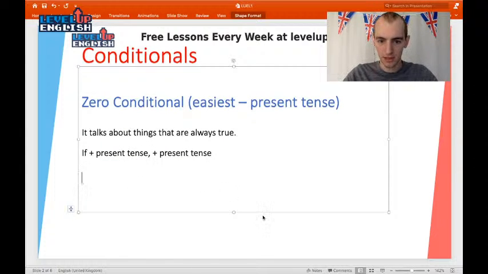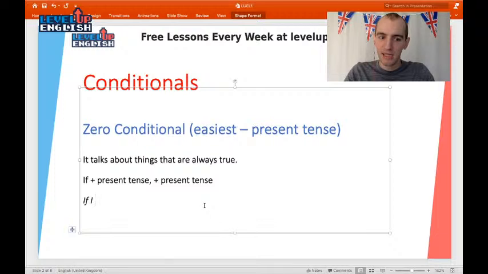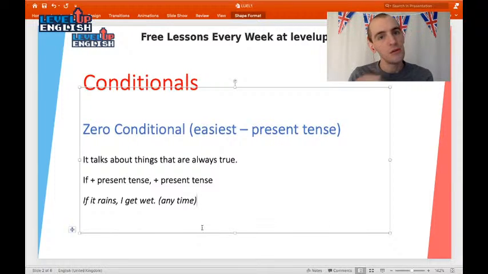And an example, let's move this down, would be: if it rains, I get wet. So see, we've got the if, we've got rains, which is present tense, get, which is present tense. So it really just kind of means anytime. It doesn't matter if it happens in the past. It doesn't matter if it happens in the future. I will always get wet if it rains. It's a general truth.